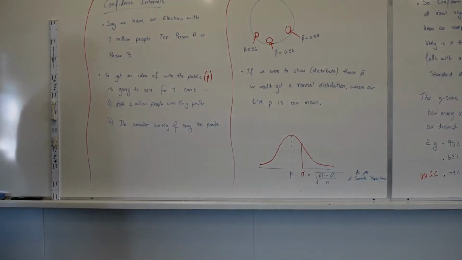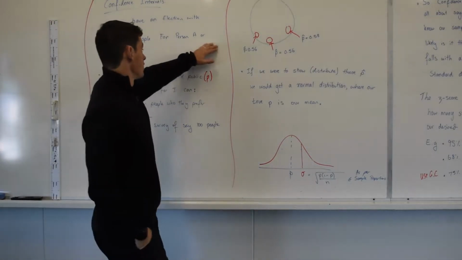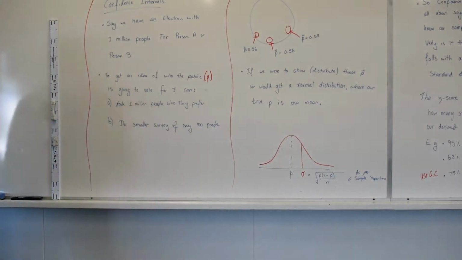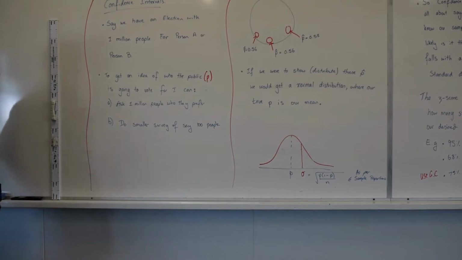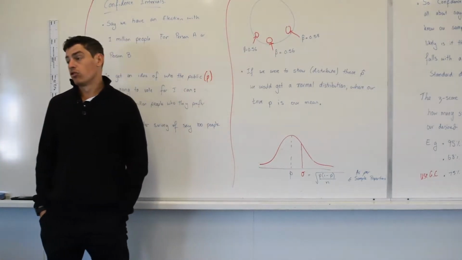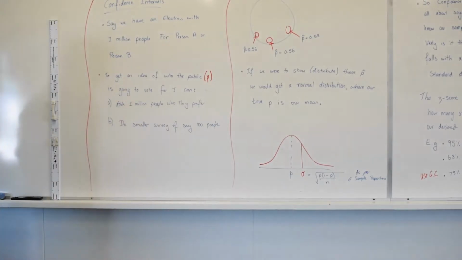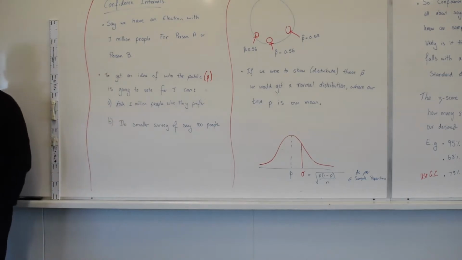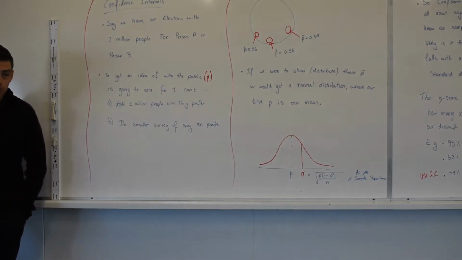There's 1 million people involved in this election. We've got to vote for person A or for person B. Person A is the one that makes us a lot of money. Person B costs us a lot of money. So to get an idea, we have to go to the public and find out what they're going to do. And we have two options. We can either ask 1 million people who they prefer, or we can do a smaller survey of 100 people. Which would you choose?